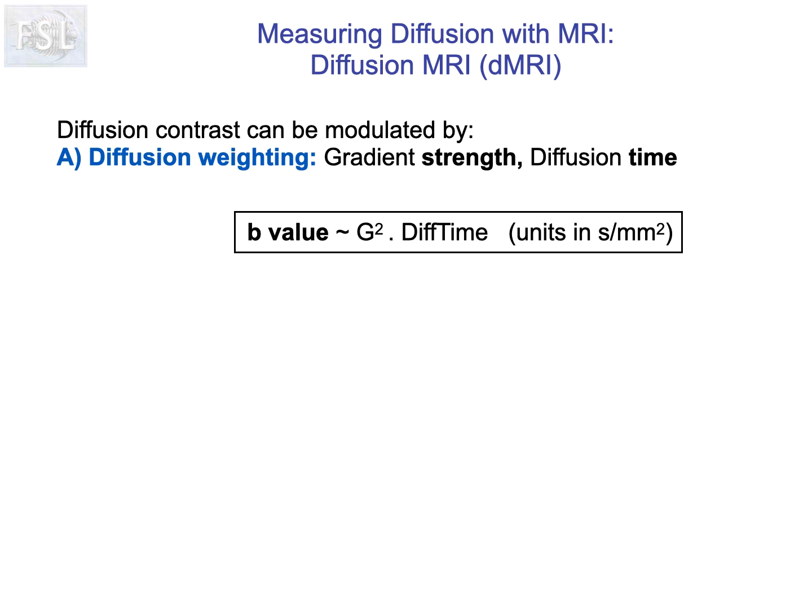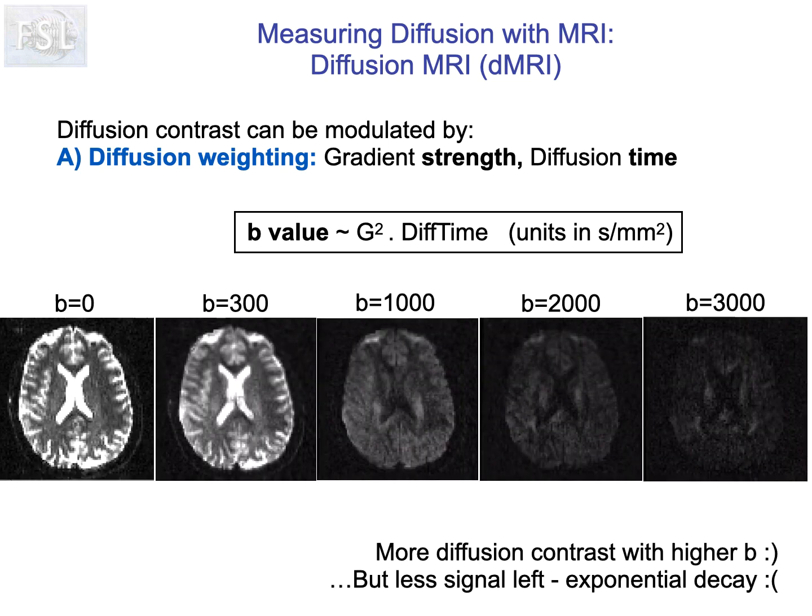For stronger gradients, even a small displacement will lead to a larger signal loss, so we are more sensitive to even small amounts of displacement. And the longer we wait, the longer the spins have to move around, so the greater the diffusion weighting.